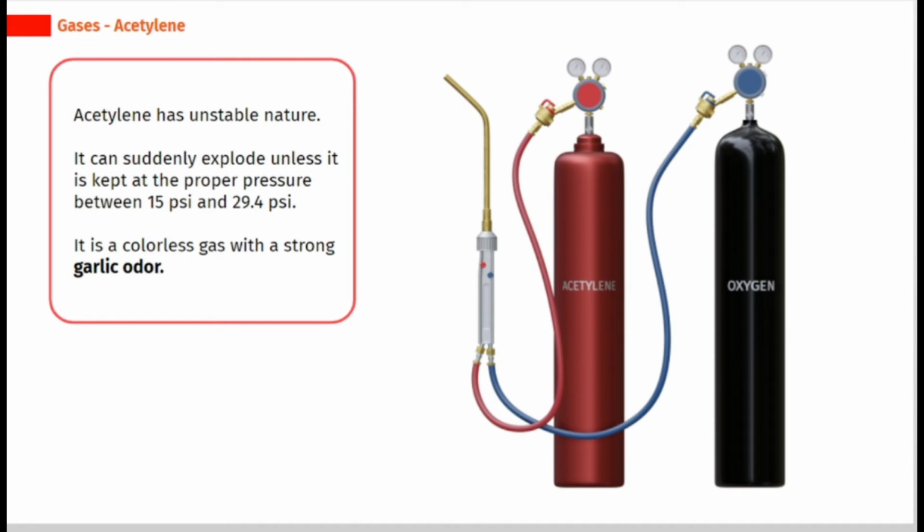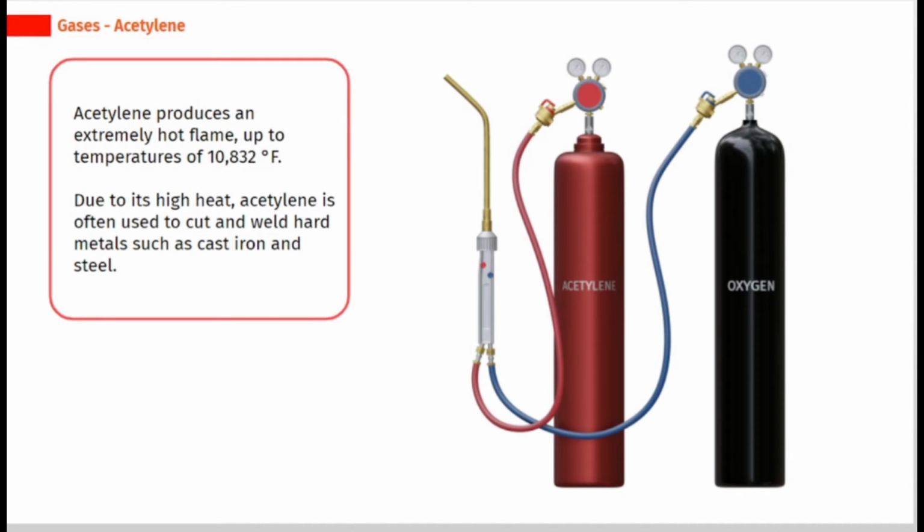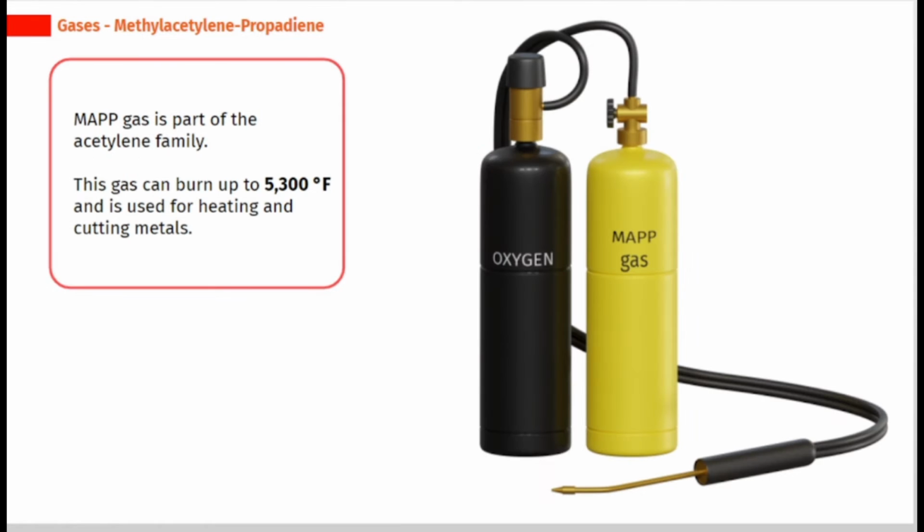Acetylene has an unstable nature. It can suddenly explode unless it is kept at the proper pressure, between 15 psi and 29.4 psi. It is a colorless gas with a strong garlic odor. Acetylene produces an extremely hot flame, up to temperatures of 10,832 degrees Fahrenheit. Due to its high heat, acetylene is often used to cut and weld hard metals such as cast iron and steel.